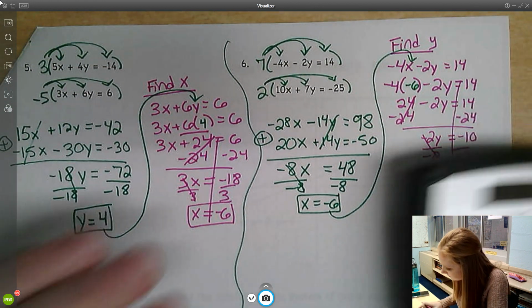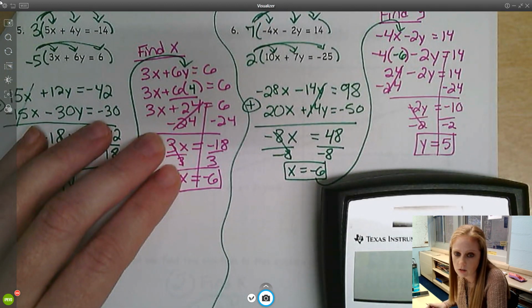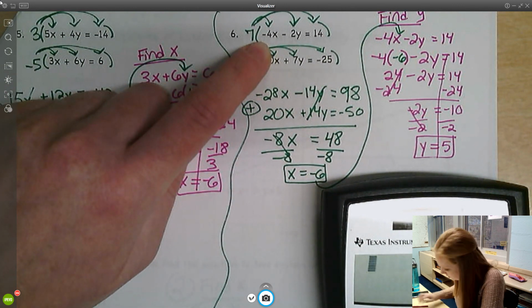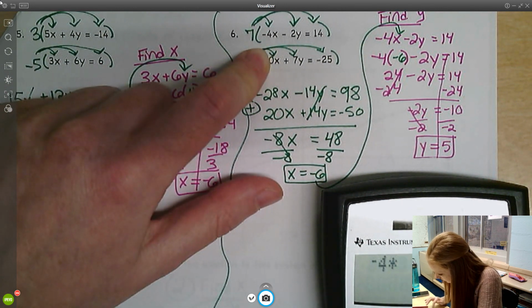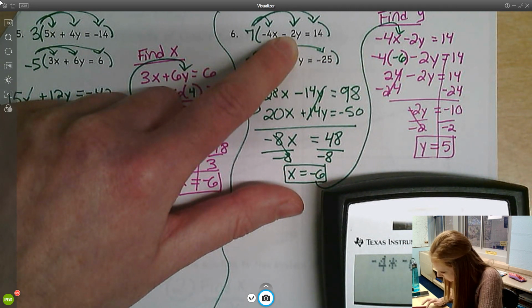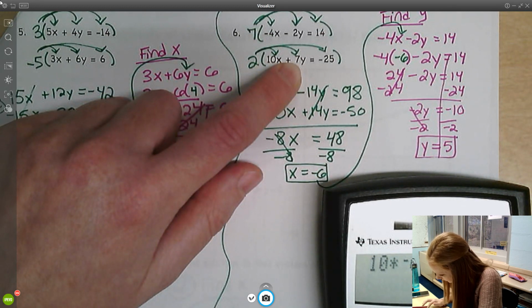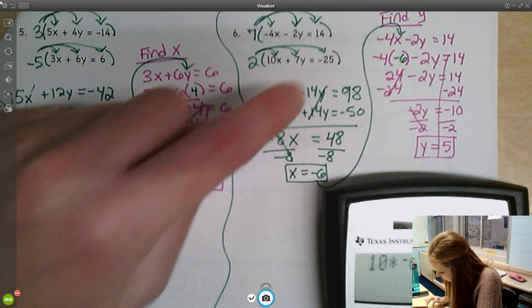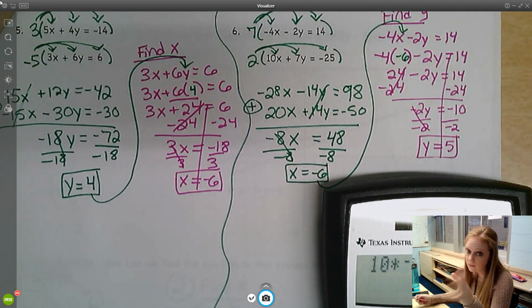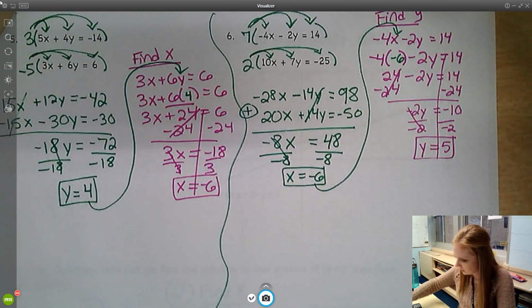And we can check this. All right, so let's look at our original. This one, -4 times x, which is -6. So -4 times -6 minus 2 times y, and we said y was 5, should equal 14, and it does. 10 times x, so 10 times -6, plus 7 times y, so plus 7 times 5, should equal -25, and it does. And if what I'm doing in the calculator is too much, just write down the check. You can write down the check. That's totally fine.